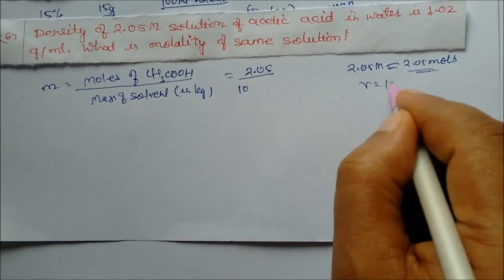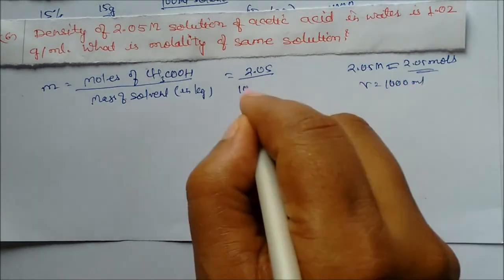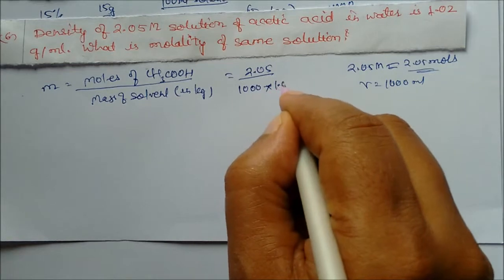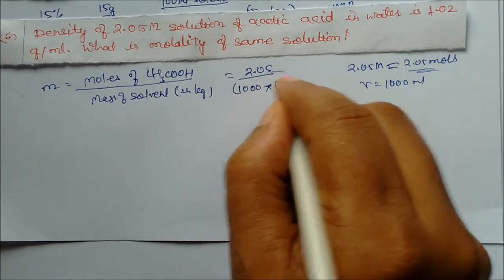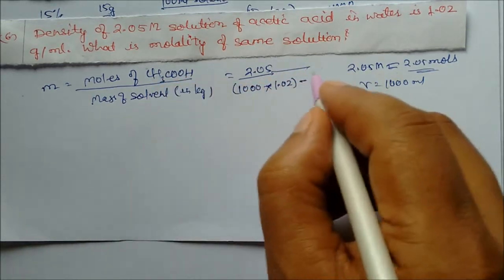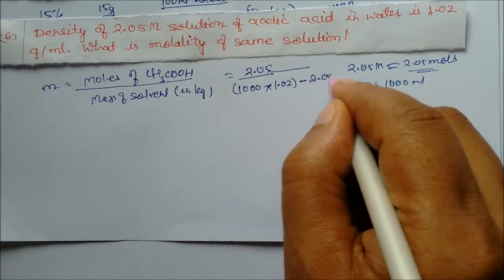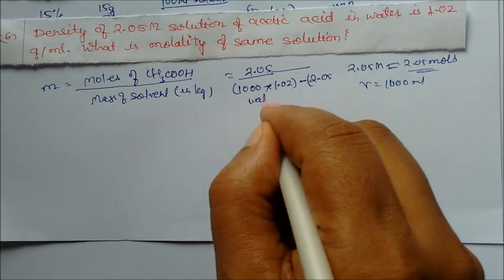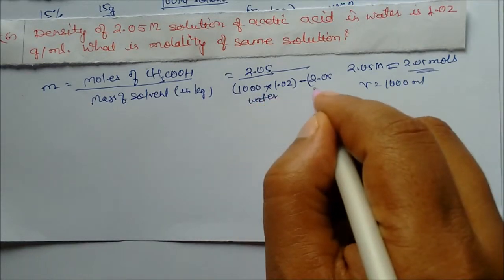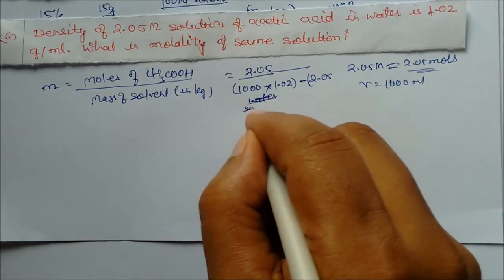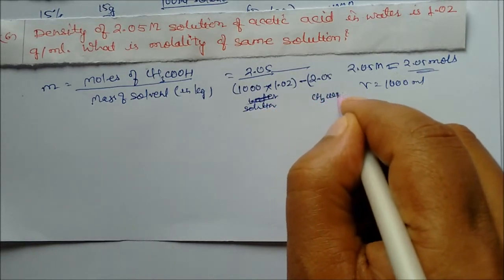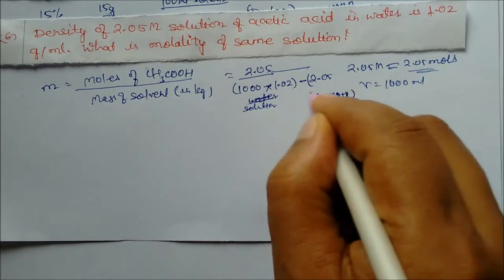So here volume is 1000 ml. So you can write here 1000 ml multiplied by density 1.02. This is the mass of the solution, and minus 2.05. This is the moles of the acetic acid, and this is the weight of the solution, not water, this is the solution, and here this is the acetic acid.